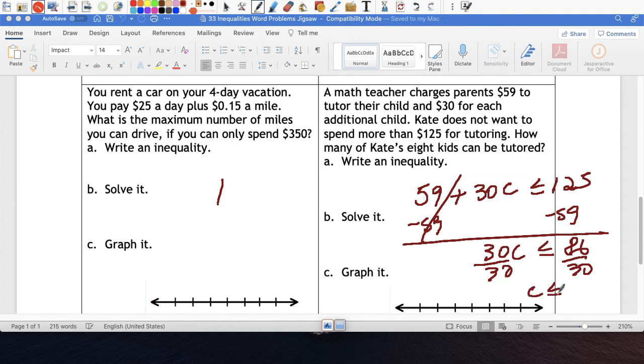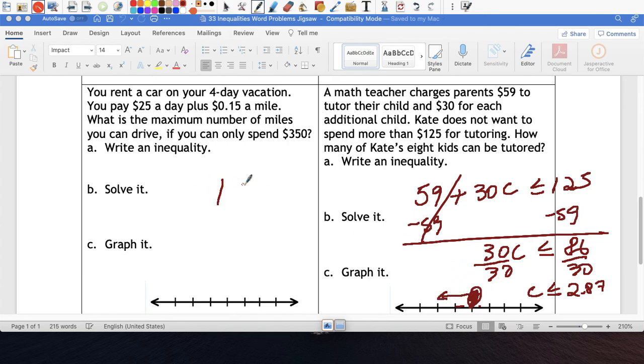And the number of children has to be less than or equal to 2.86. So if we round this, sorry, it's going to be 2.87 rounded to the nearest hundredth. We can surely tutor 2 extra kids here, but we can't tutor the third child. So it's going to be 2 children or less.